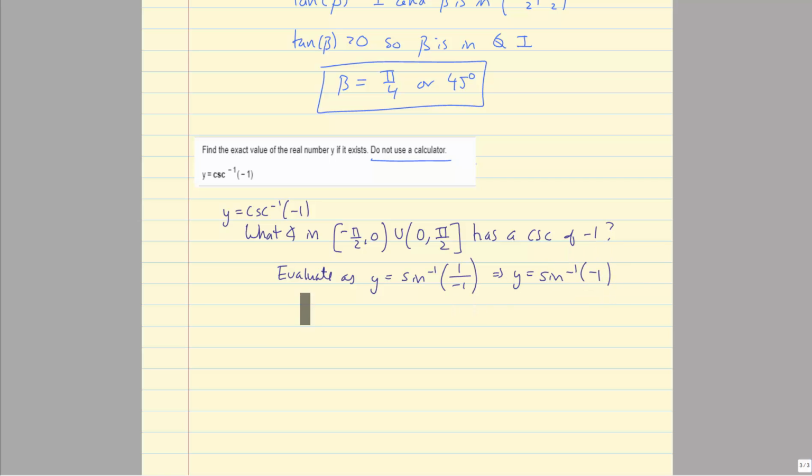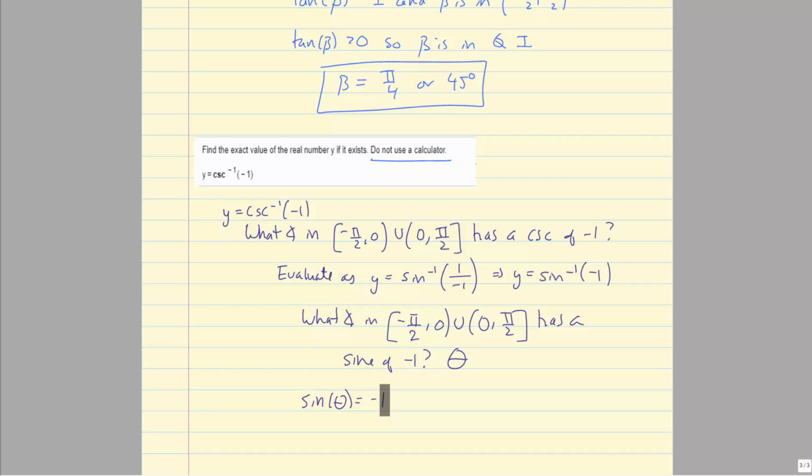So this is asking the question, what angle? And I have to use the original interval. I can't switch it to the interval for inverse sine because I have to remember I'm really working with cosecant. So this would be -π/2 to 0 has a sine of -1. And I could say something like theta, alpha, or beta does. So the sine of theta is -1. And because I know my unit circle, that tells me that theta is -π/2 or -90 degrees.